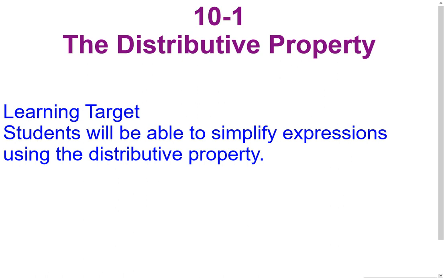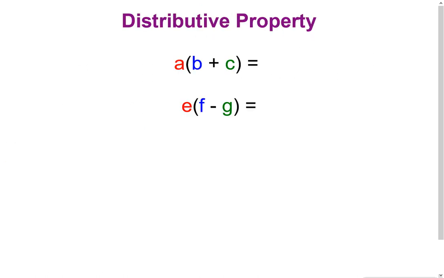Hello. In this lesson, I'm going to show you how to use the distributive property, and before I show you how to use it, I'm going to explain what the distributive property is. And that's what I have going on right here. So the distributive property is a way to multiply. And in most cases, it's a way to multiply a monomial times a binomial, but it could be times a trinomial, any kind of polynomial.